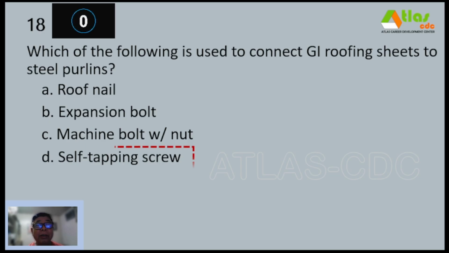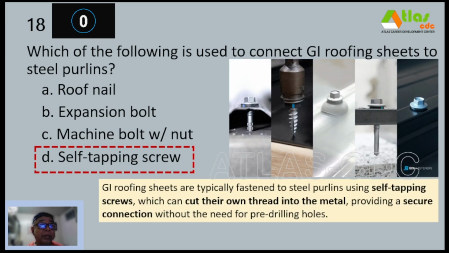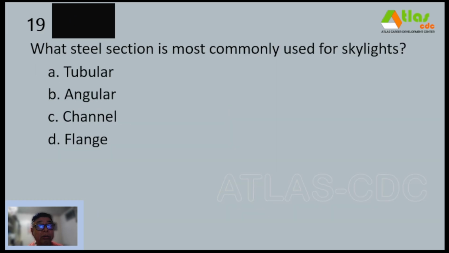And our correct answer is letter D. Self-tapping screw. So GI roofing sheets are typically fastened to steel purlins using self-tapping screws, which can cut their own thread into the metal, providing a secure connection without the need for pre-drilling holes.